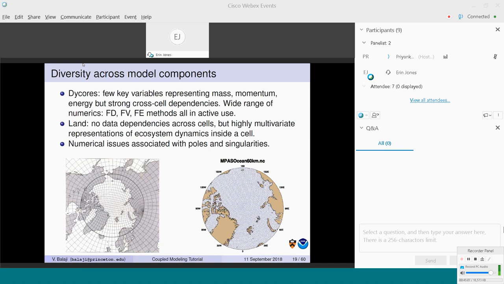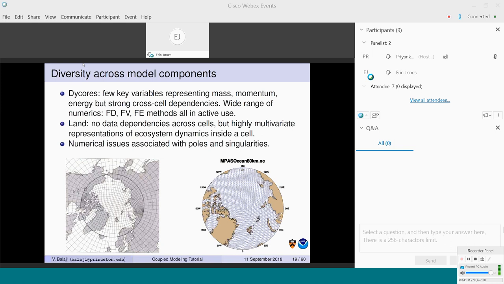Land, because there is no advection problem, usually there is no data dependency. But inside a land cell, the vegetation can be very complex. We can have many, many different types of vegetation. And then some models even have cohorts, that is, with trees, they have trees of different ages, which are competing for sunlight and things like that. So they model all of these things.